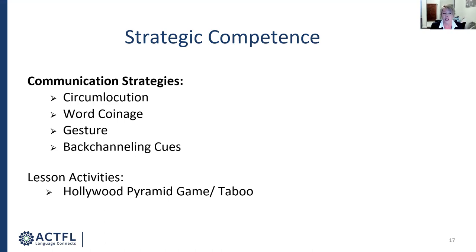Using gesture, these are the specific hand and body motions that convey meaning. Everything's A-okay in English. We can do the thumbs up. In Spanish, in Spain, if you tap your elbow, codo, that means someone is cheap, tacaño. So teaching students these gestures can help them keep conversations going when they don't know the word.